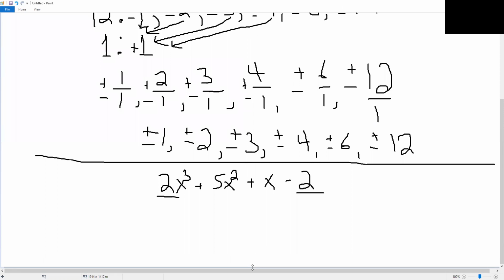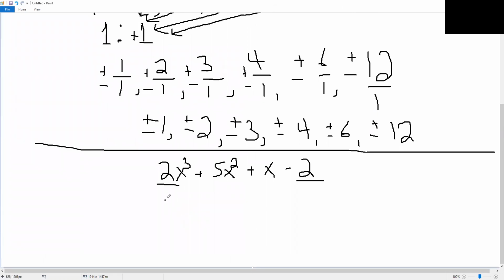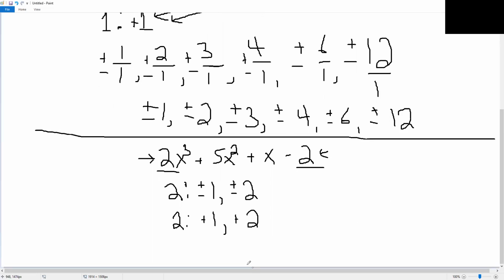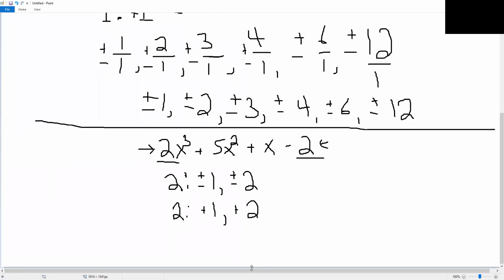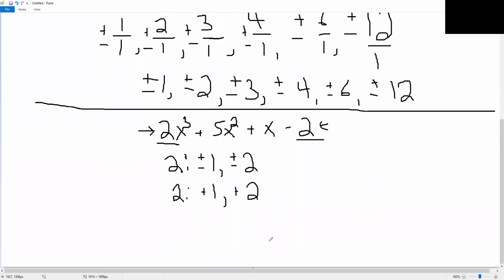Expand the screen a little bit. So the factors of this 2 right here, the constant we're doing, are plus and minus 1 and plus and minus 2. The factors of this 2, the leading coefficient, are 1 and 2. That's it. So this is how we do this. Expanding my screen some more.